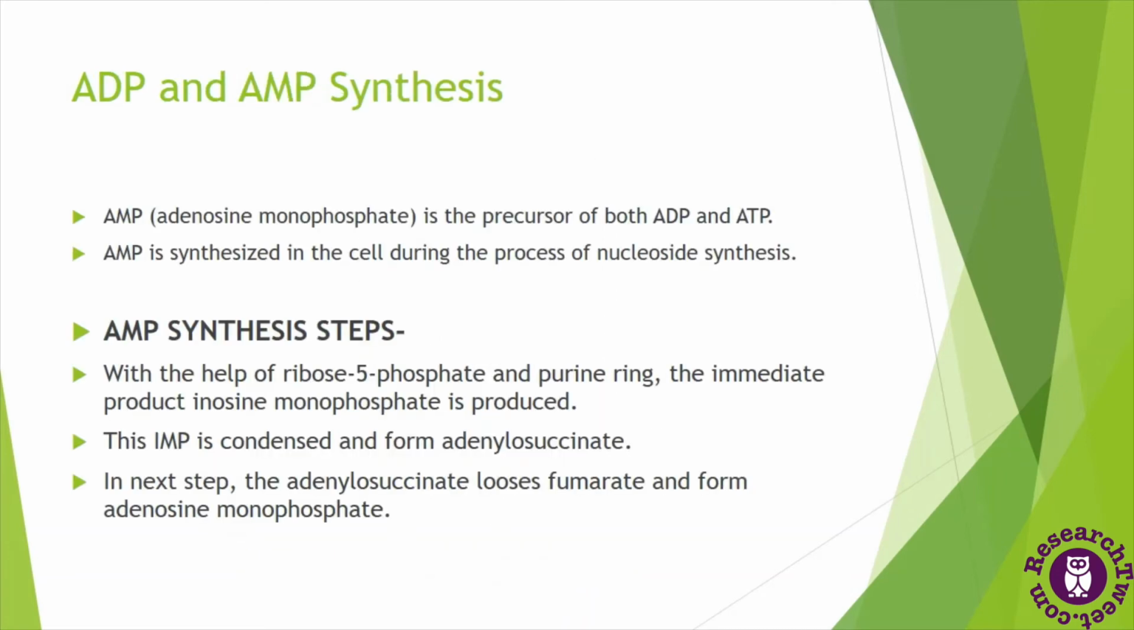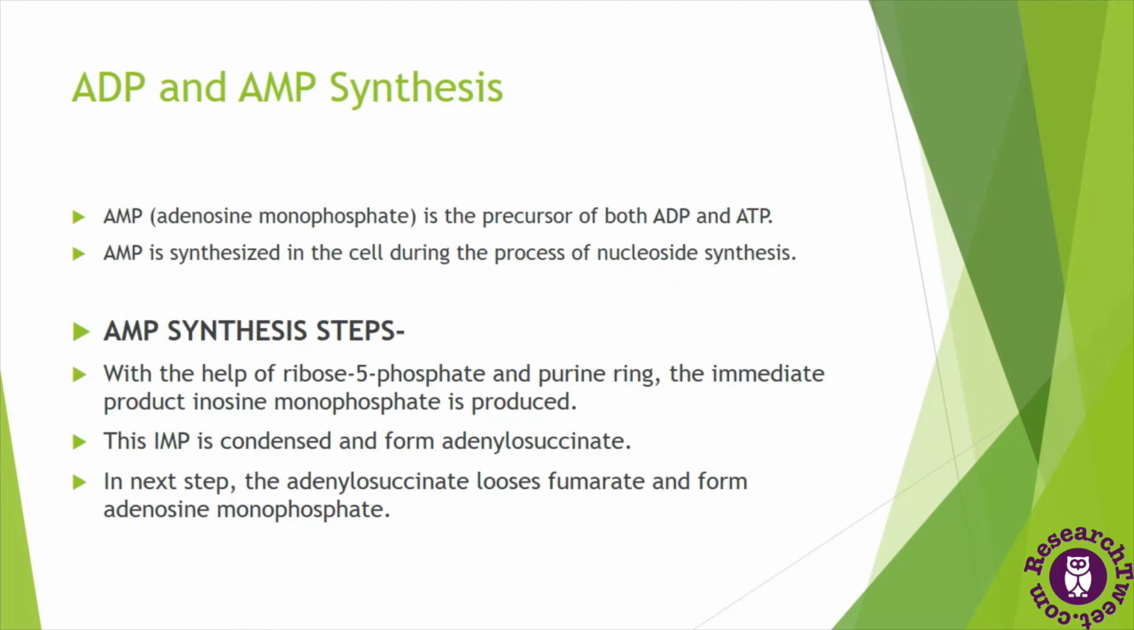Now let's understand the ADP and ATP synthesis in the cell. So for ADP and ATP synthesis, the AMP molecules, which are also called adenosine monophosphate, are used as the precursor, and these AMP molecules are synthesized in the cell during the process of nucleotide synthesis. So in this process, on the molecule of ribose 5-phosphate, the purine ring is made using carbon dioxide, and this intermediate product is called inosine monophosphate or IMP.